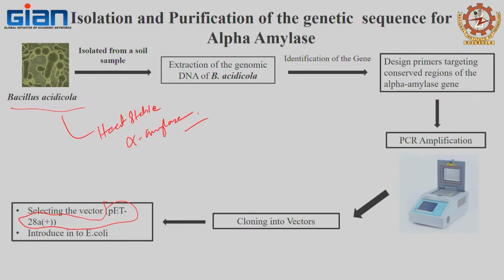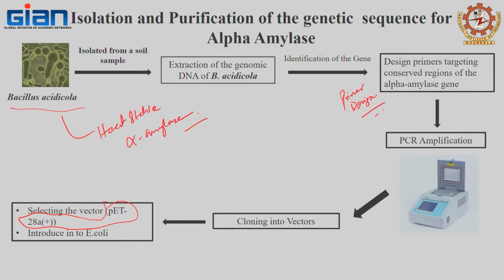So Bacillus acidicola is usually present in soil. So we are isolating different cultures and different strains will be there. From that we will be isolating the strains which produce a higher amount of alpha amylase and which can grow in different variable conditions, and which can produce a definite proportion of alpha amylase. After that, extraction of the gene, we will be identifying the gene and designing the primer for the same, followed by PCR amplification, then cloning into vectors, and we will be specifically selecting the vector for E. coli, that is pET-28a plus.